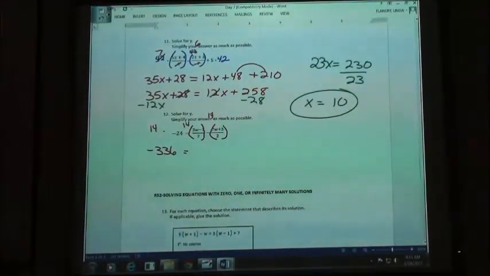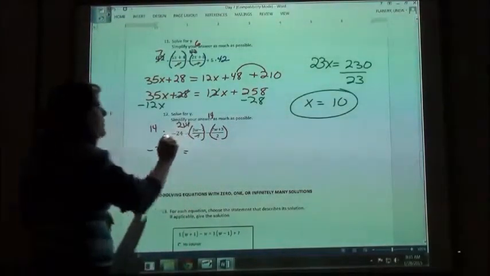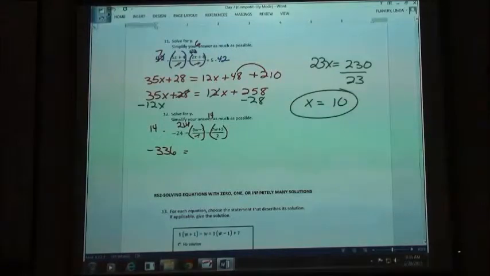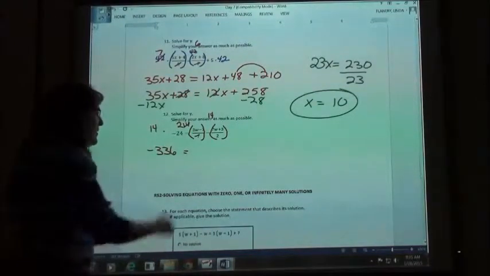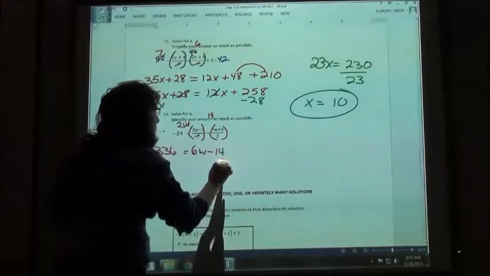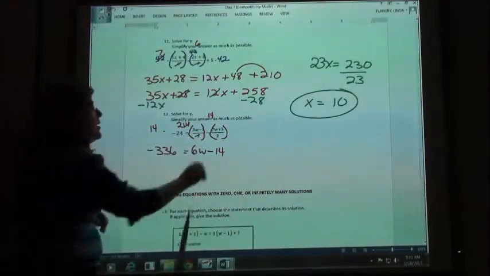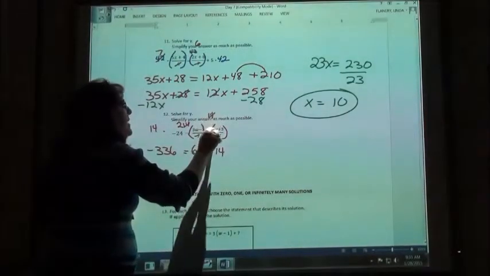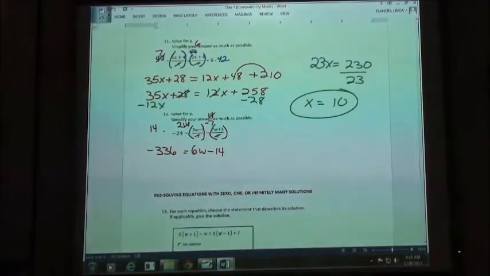On the next one, we're going to cancel. 7 goes into 14 2 times, so now I have to distribute that 2, and I would get 6W minus 14. Here's the one you have to watch because there's that minus sign in front. 2 goes into 14 7 times, but you're going to put the minus in front of that 7, so you're going to multiply by that negative 7.